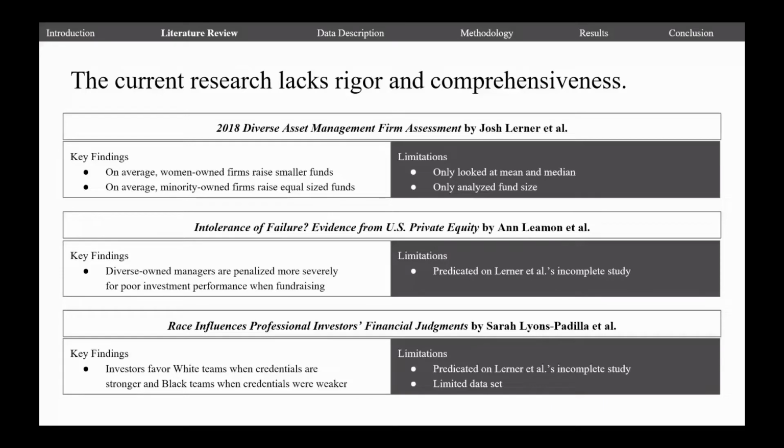For sure. So just to wrap up this side, given the significant gaps in the research and their consequences on future research, we found ample motivation for exploration of this topic with the goal of providing a more comprehensive and rigorous review of race and gender as determinants of private equity fundraising performance.